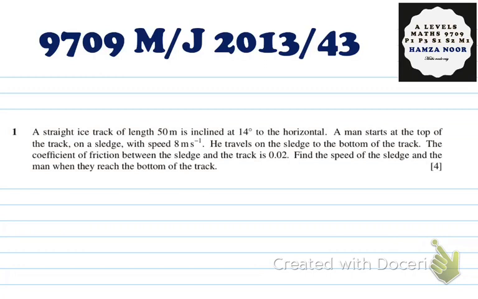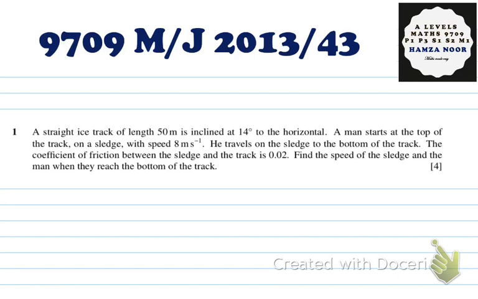This is question number 1 from M1 variant 3. It says: a straight track of length 50 meters is inclined at 14 degrees to the horizontal. A man starts at the top of the track on a sledge with a speed of 8 meters per second. He travels on the sledge to the bottom of the track. The coefficient of friction between the sledge and the track is 0.02. Find the speed of the sledge and the man when they reach the bottom of the track.